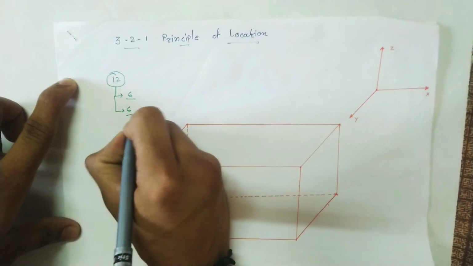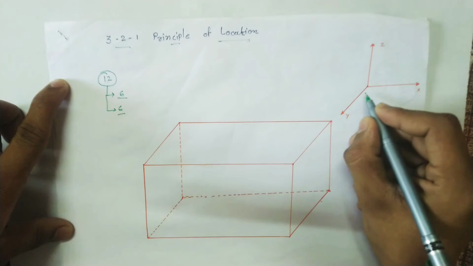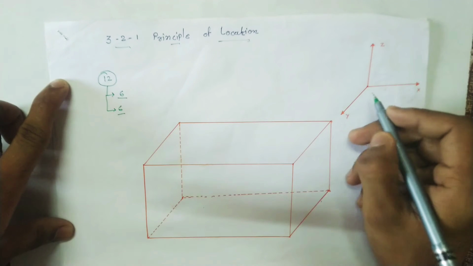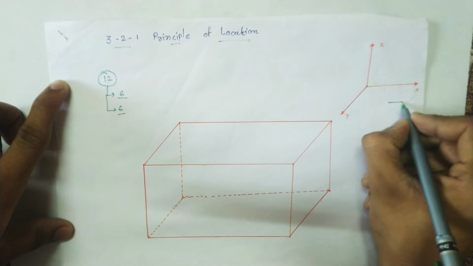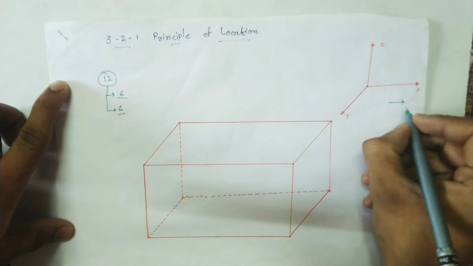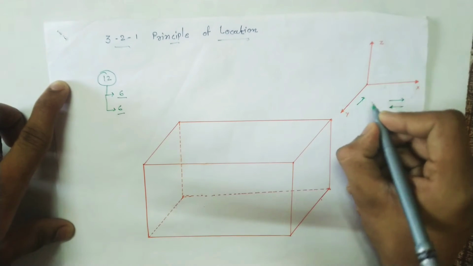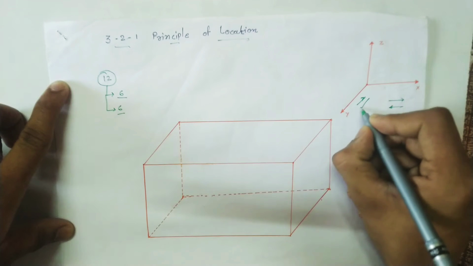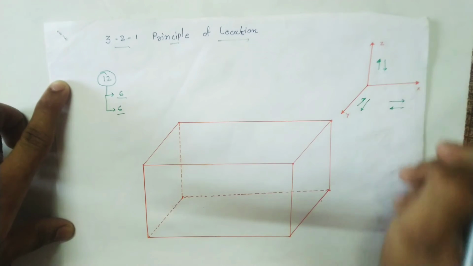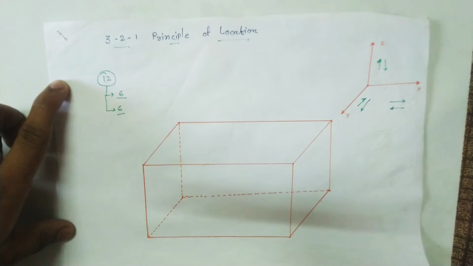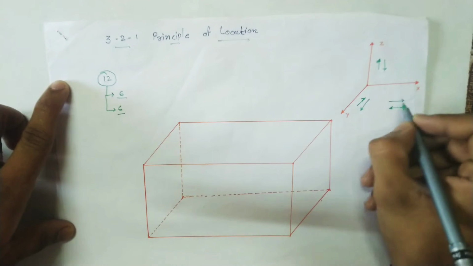Which 6 are linear and which 6 are rotational? Let's see. In the x direction, y direction and z direction, there is a positive x, negative x, positive y motion, negative y motion, positive z motion, negative z motion. These 6 are linear motion of the workpiece.